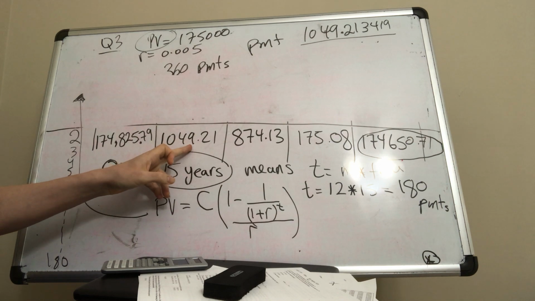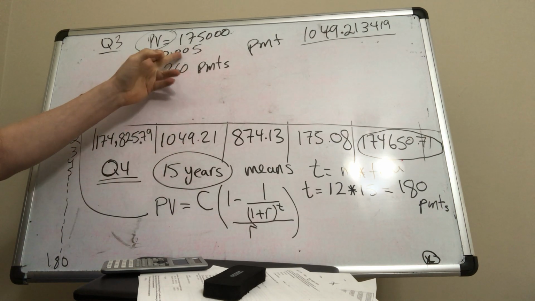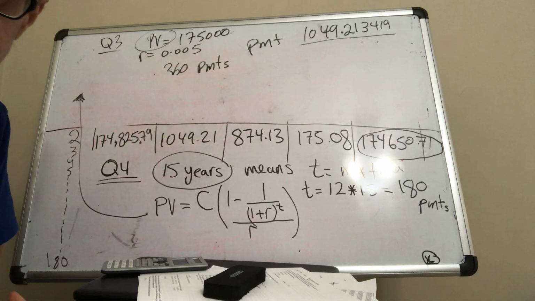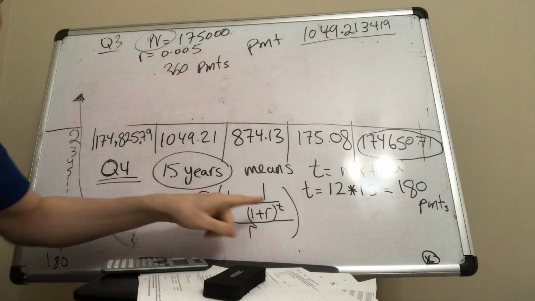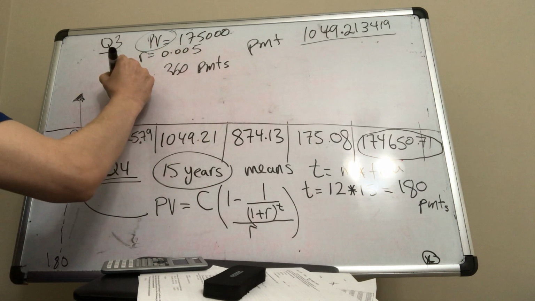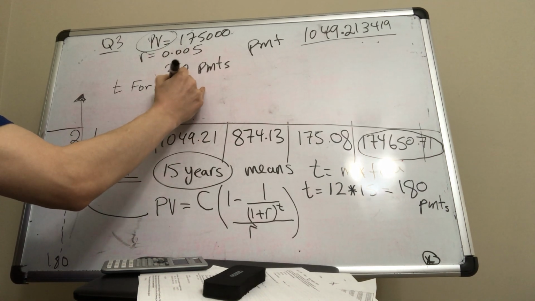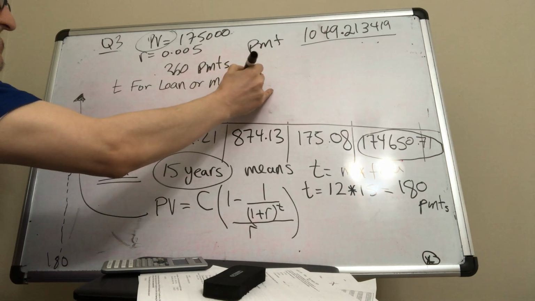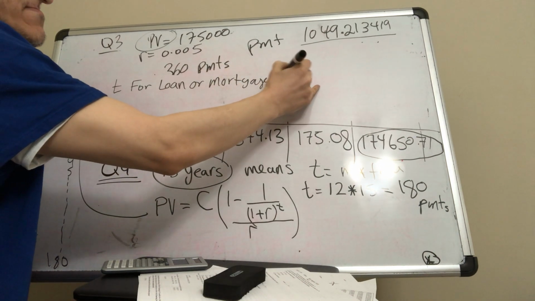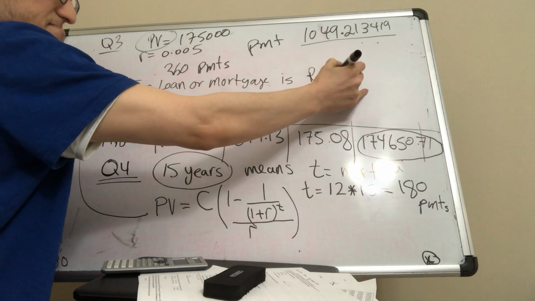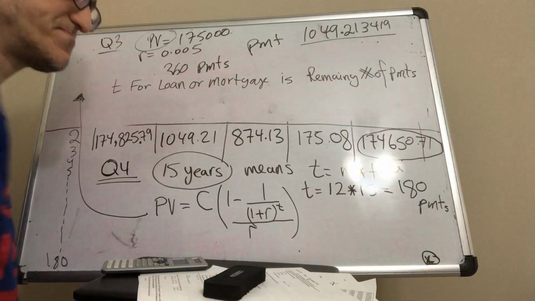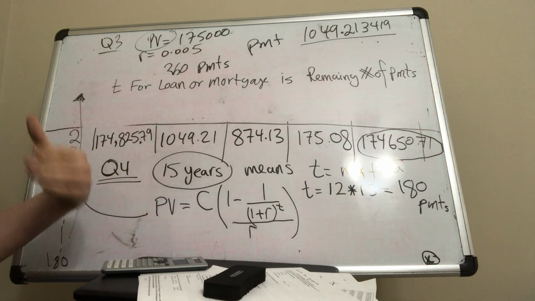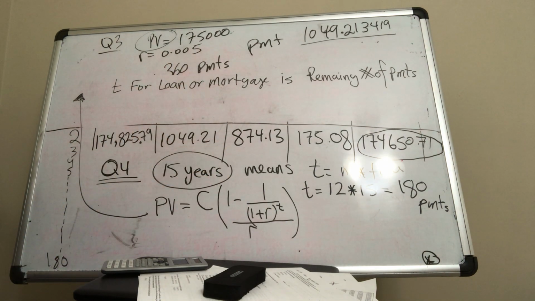We know what the payment is. We know what R is. Only we need to know what T is. When you see this question of how much you owe, you need to know that T for mortgage represents the remaining number of payments. So the T here that you're going to use for how much you owe them, the T for loan or for mortgage, is the remaining number of payments.